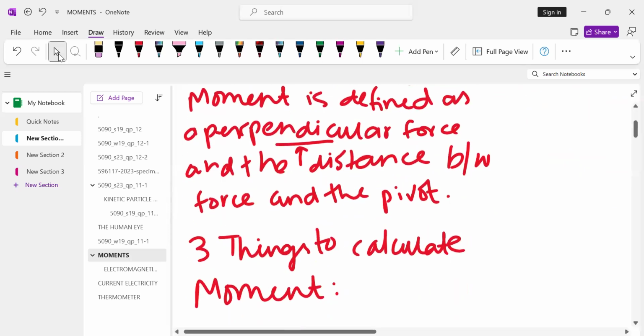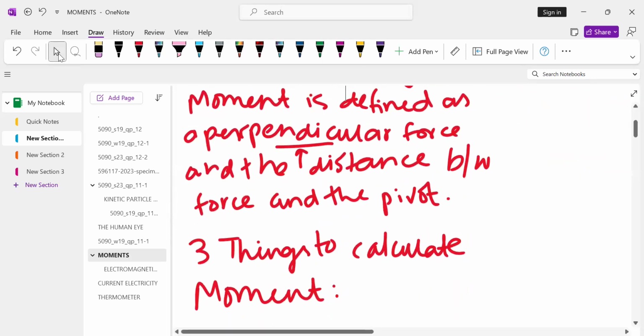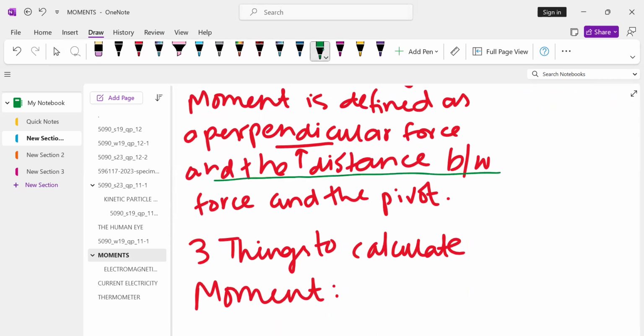Then, what is the definition of moment? Moment is defined as the perpendicular force and the perpendicular distance between the force and the pivot. So the force should be perpendicular. However, the distance should also be perpendicular to the pivot. For example, this is the pivot as well as this is the force. So the distance should be perpendicular to the pivot as well as to the force. So this is the definition of moment.